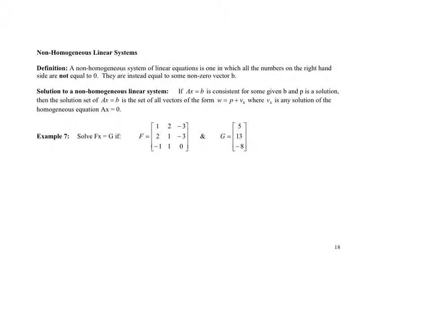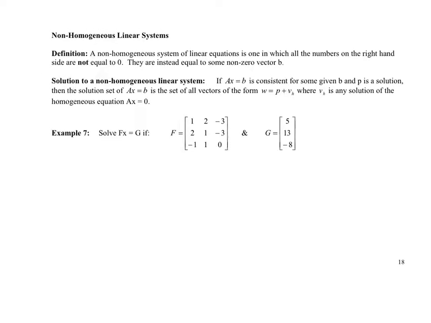All right, so AX equals B, we're saying it's a consistent system for some given B, and we're calling P a solution. Then the solution set of AX equals B is the set of all vectors in this form. So our answer is going to be the same structure, the sum of two vectors, possibly involving a free variable, but one of which is going to be the solution of a homogeneous system, AX equals 0. So that's our first step. So our first step in the process, again, is to solve AX equals 0. So really, in this case, FX equals 0.